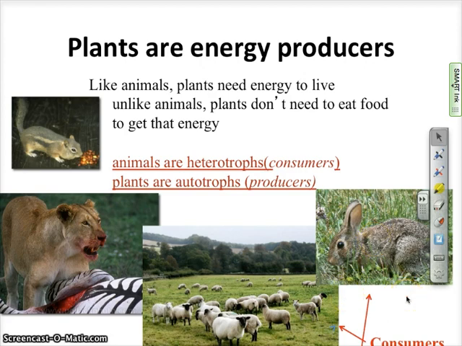Plants we call autotrophs because they can make their own food. Think of the prefix auto as self and troph as feeder. So they're self-feeders. They can make their own food, make their own energy.